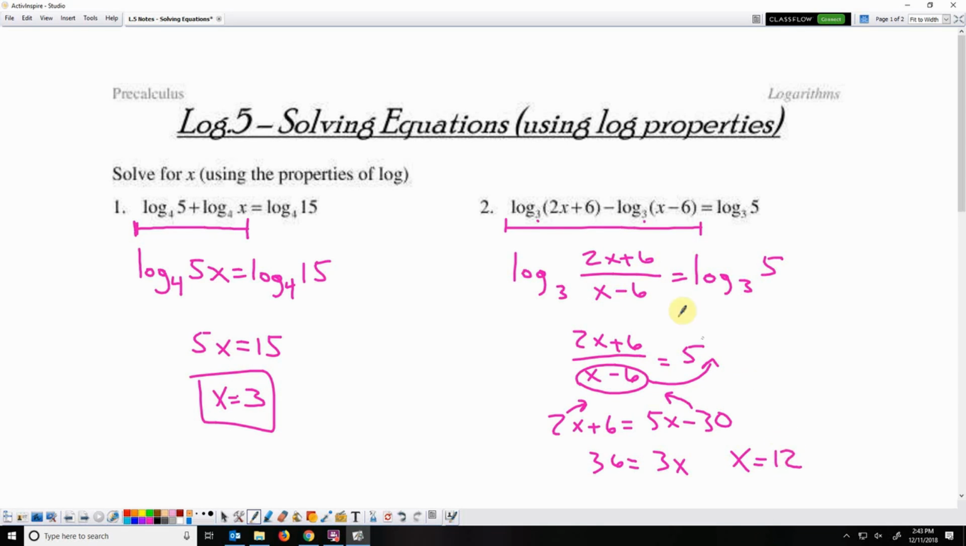If I plug that 12 in, 2 times 12 is 24, plus 6 is 30. That's a positive argument. 12 minus 6 is positive 6. That's a positive argument, so I'm okay with that answer.